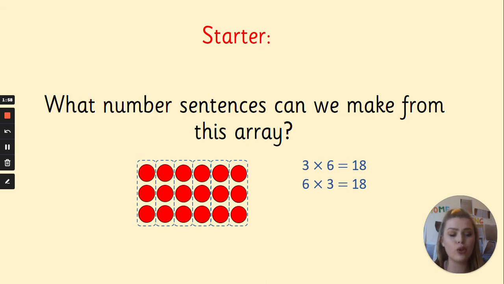I could also write, instead of multiplications, some divisions. So I would have to start with my whole number, my total, which we know is 18. So I could do 18 divided by 6, split up into 6 columns. How many are in each? 3. Or I could do 18 divided by 3 rows. How many are in each row? 6. So that is how we use arrays to create number sentences.